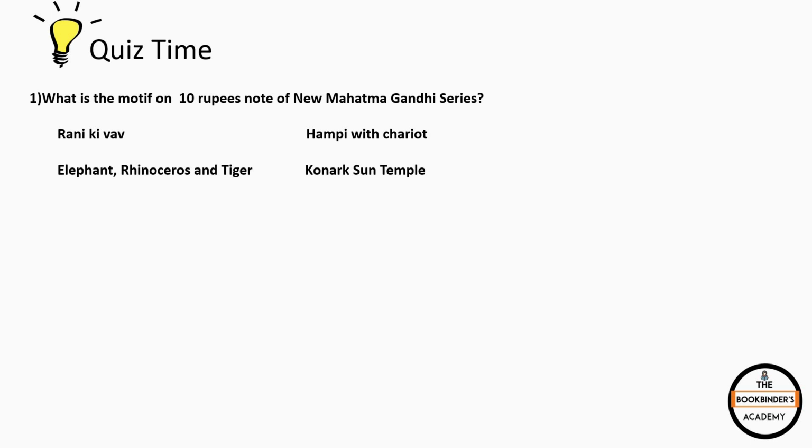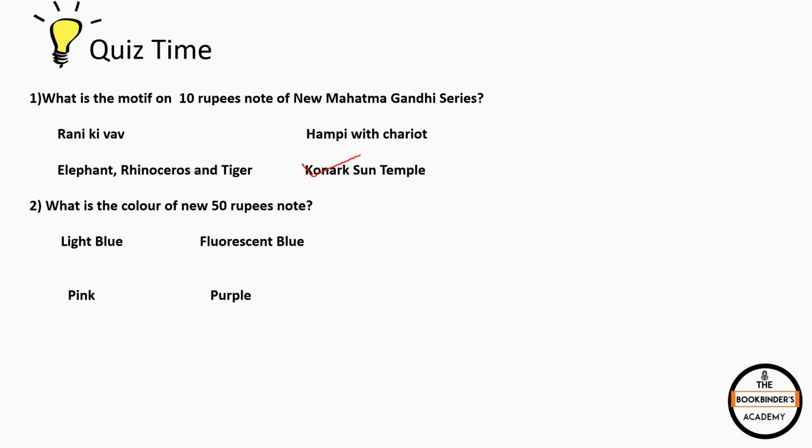What is the motif on the 10 rupee note of the New Mahatma Gandhi series? Rani Ki Vav, Humpy with Chariot, Elephant, Rhinoceros and Tiger, Konark Sun Temple. I'll give you 2 seconds to answer the question. Now I hope you're done with answering the question. The motif on the 10 rupee note of the New Mahatma Gandhi series is none other than Konark Sun Temple.